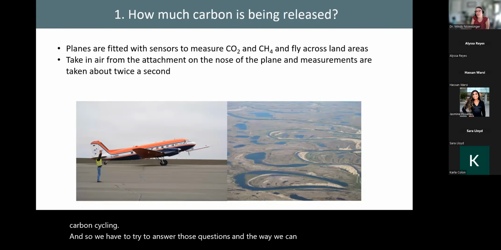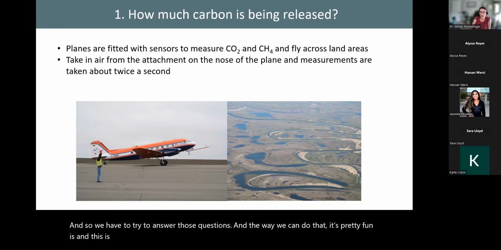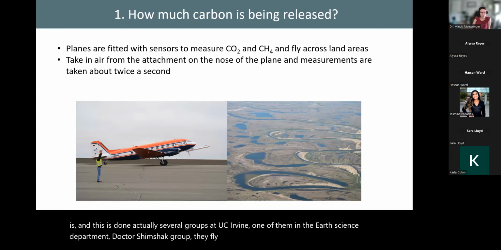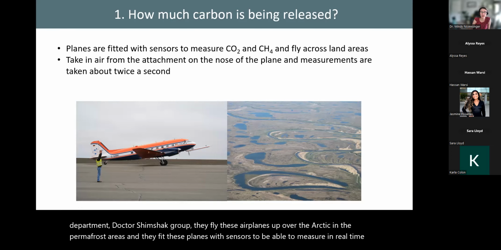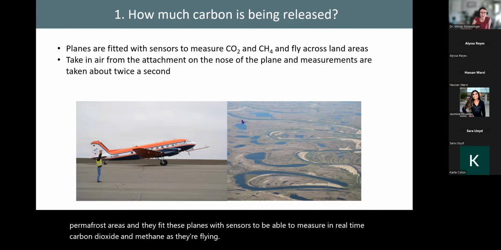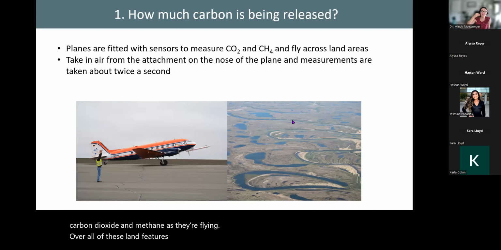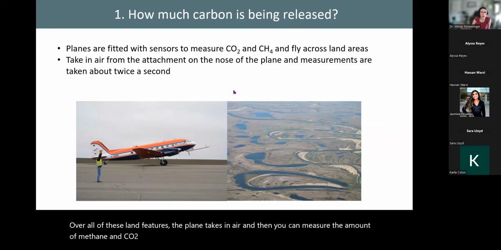And the way we can do that, it's pretty fun, is, and this is done actually by several groups at UC Irvine, one of them in the Earth Science Department, Dr. Shimshik's group, they fly these airplanes up over the Arctic and the permafrost areas, and they fit these planes with sensors to be able to measure in real time carbon dioxide and methane as they're flying over all of these land features. The plane takes in air, and then you can measure the amount of methane and CO2. Get about a measurement twice per second, which is pretty cool.